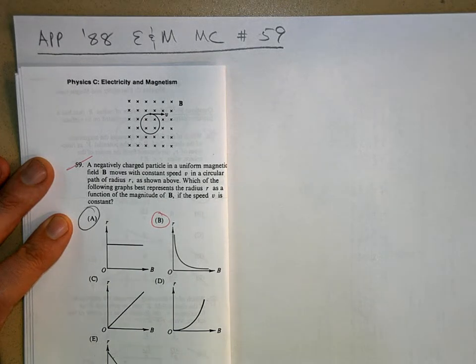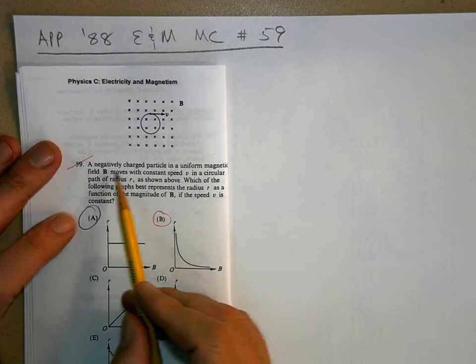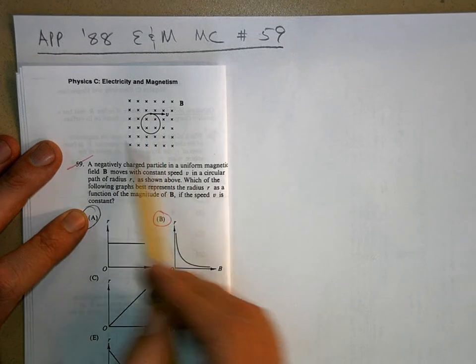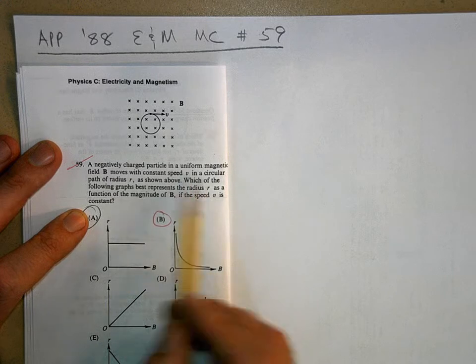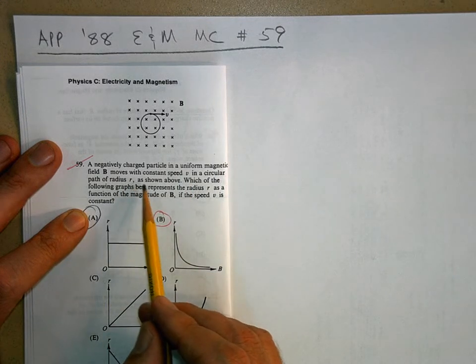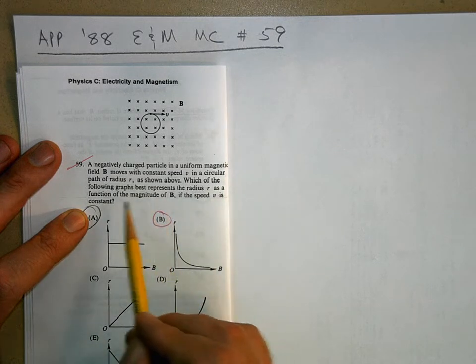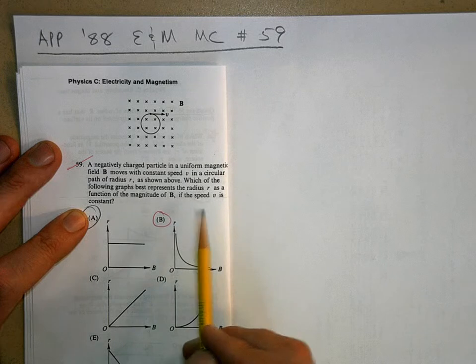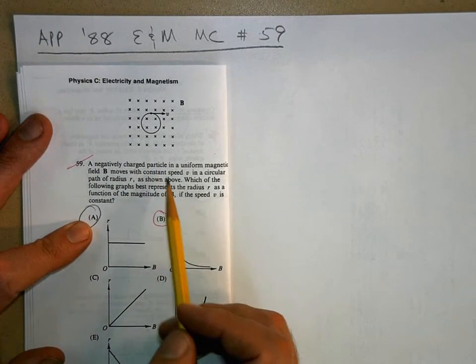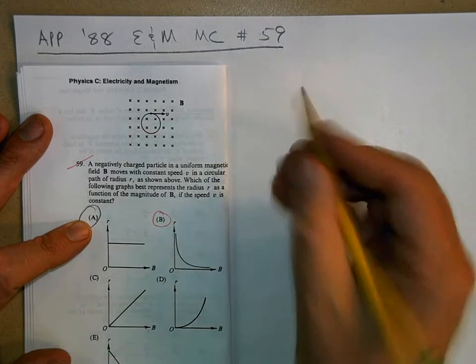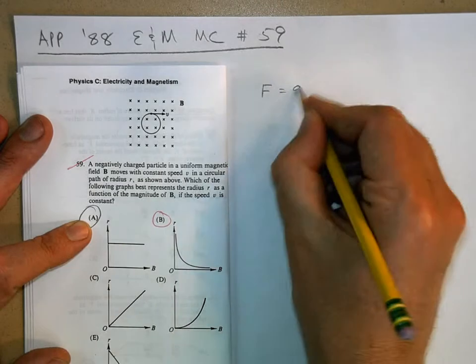Okay, so let's work problem number 59 of the 1988 E&M multiple choice AP Physics C exam. I'll read the problem. A negatively charged particle in a uniform magnetic field B moves with a constant speed v in a circular path of radius r as shown above. Which of the following graphs best represents the radius r as a function of the magnitude of B if the speed v is constant?